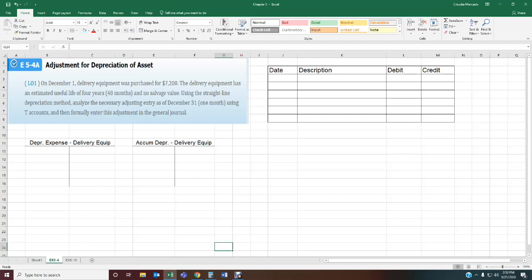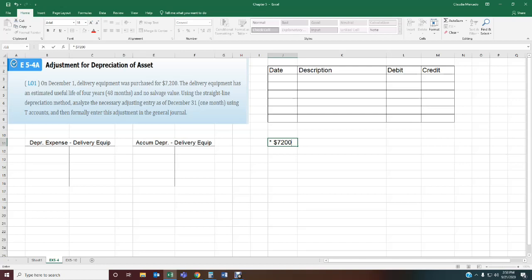Okay, so the first thing that we need to do is figure out our monthly depreciation. To do that, it's usually the amount of the asset. In this case, it was $7,200, minus any salvage value. In this case, we don't have a salvage value, so we just have a $7,200 asset. If we had a salvage value, we would have had to subtract the salvage value from it.